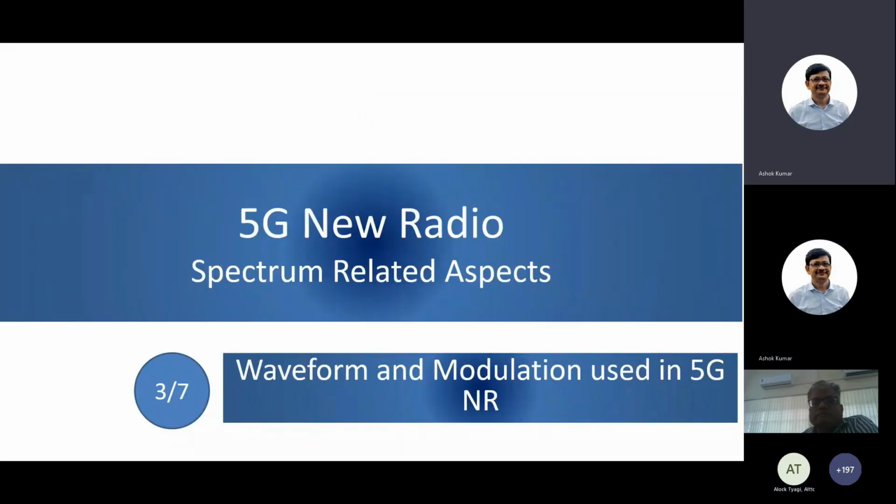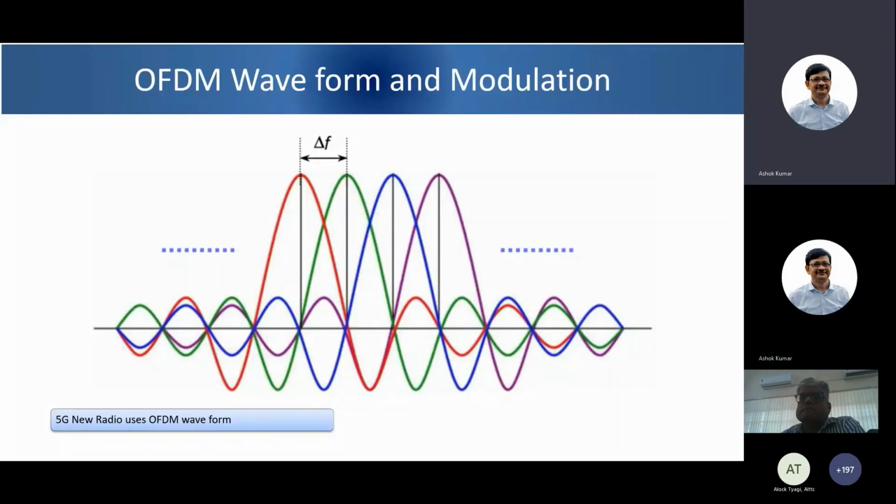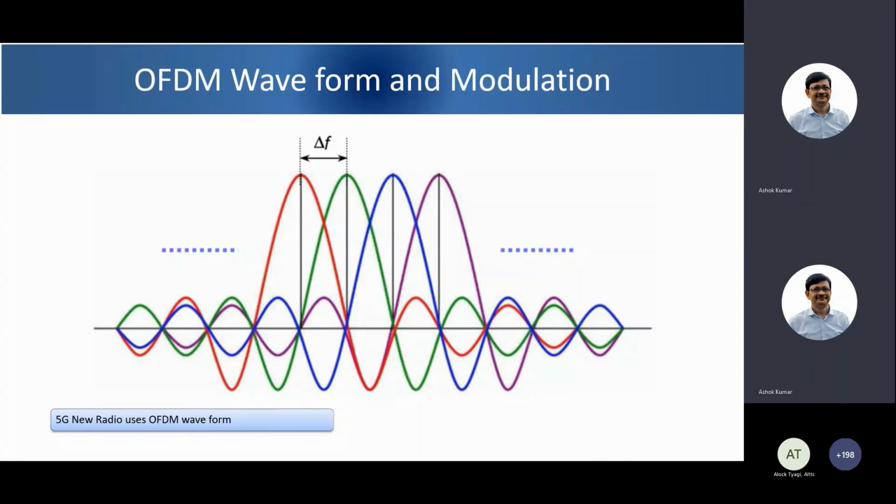Thank you, sir. Okay, so let us talk about the waveform and modulation used in 5G. The waveform which we use in 5G is orthogonal frequency division multiple access, and it is similar to 4G. In 4G we were also using the OFDM waveform. Even in WiMAX we used it. Even the Wi-Fi which you have at your home uses orthogonal frequency division multiplexing.